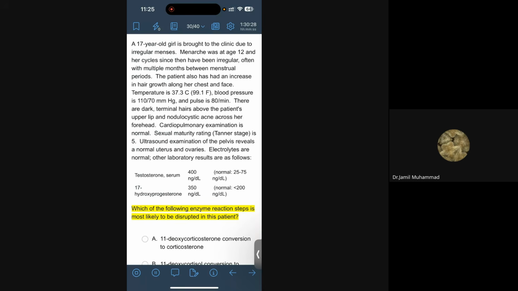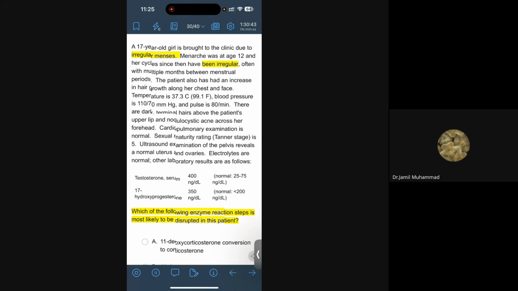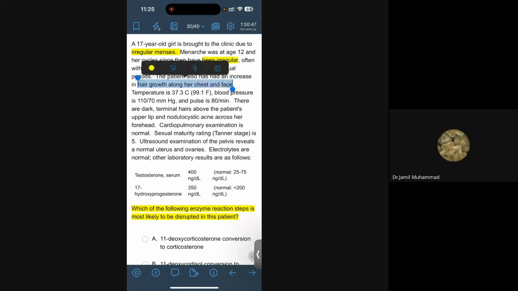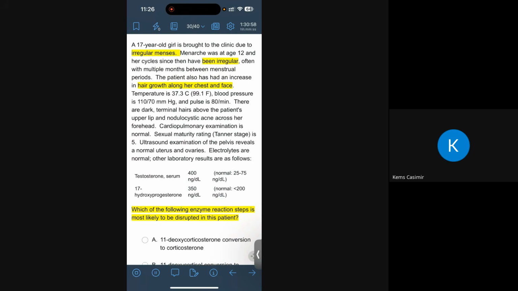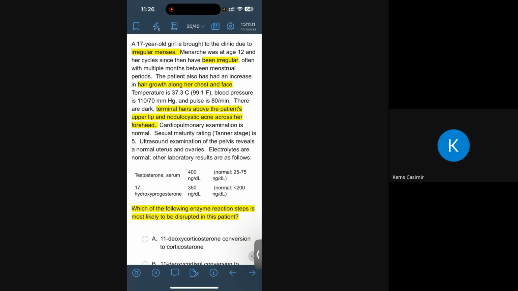So the patient has irregular menses, with menarche at age 12. Cycles have been irregular, often with multiple months between menstrual periods. The patient has increased hair growth along her chest. Increased hair growth means the patient has increased androgenic hormones. She also has nodulocystic acne. The ultrasound reveals a normal-sized uterus. 17-hydroxyprogesterone is elevated.